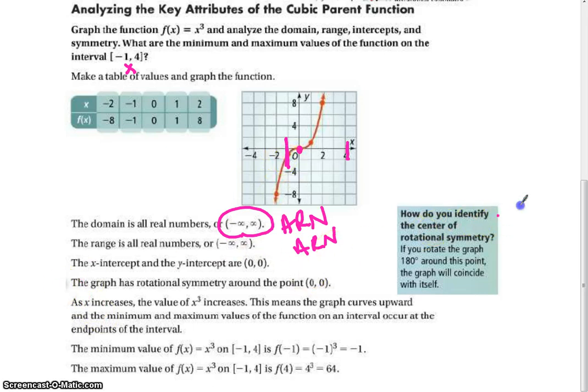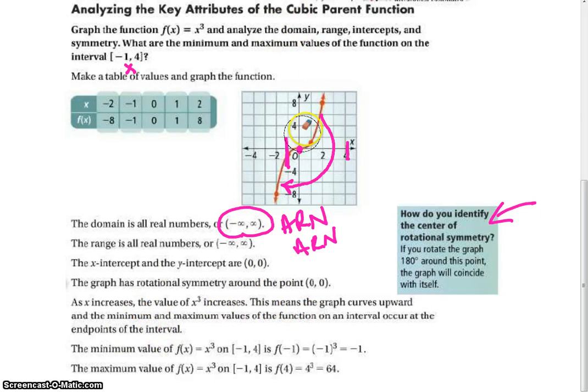How do you know the center of rotational symmetry? It's where if you rotate the graph 180 degrees, so in other words, you turn it around this point, it's not really a flip, it's more of a turn, it's going to hit itself. So if I took this 180 degrees this way, it's going to end up covering itself back up. As x increases, the value of x to the third also increases, so that means it's curving upward. And your minimum and maximum values of the function on the interval occur at the endpoints of the interval.